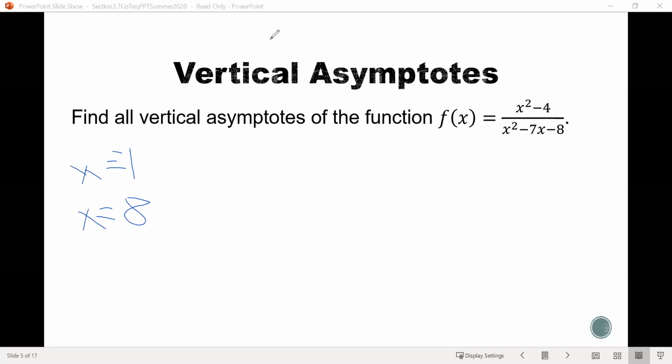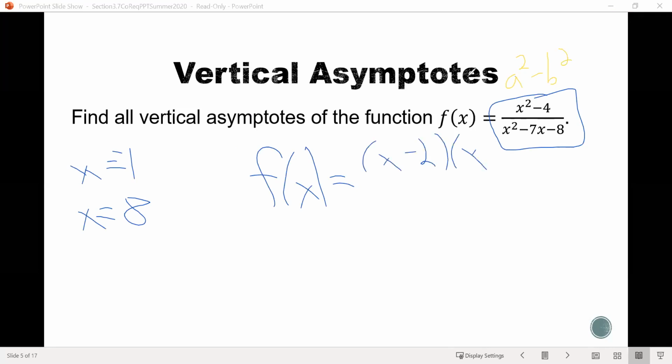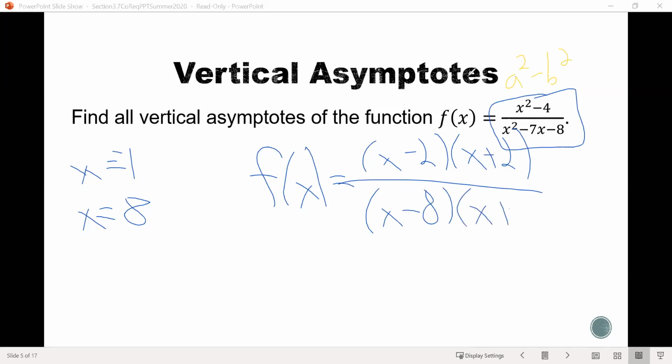Is there any way we could get that from the formula here? Well, watch this. Watch what happens if we factor the numerator and the denominator. So on the top, that x squared minus 4, recall that's our difference of two squares, so like our a squared minus b squared. So this could become x minus 2 times x plus 2. On the bottom, it looks like we could factor that as x minus 8 times x plus 1.